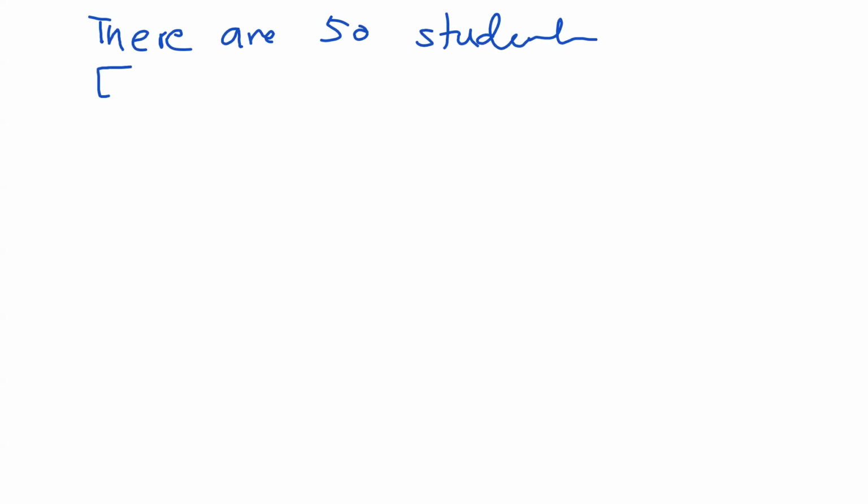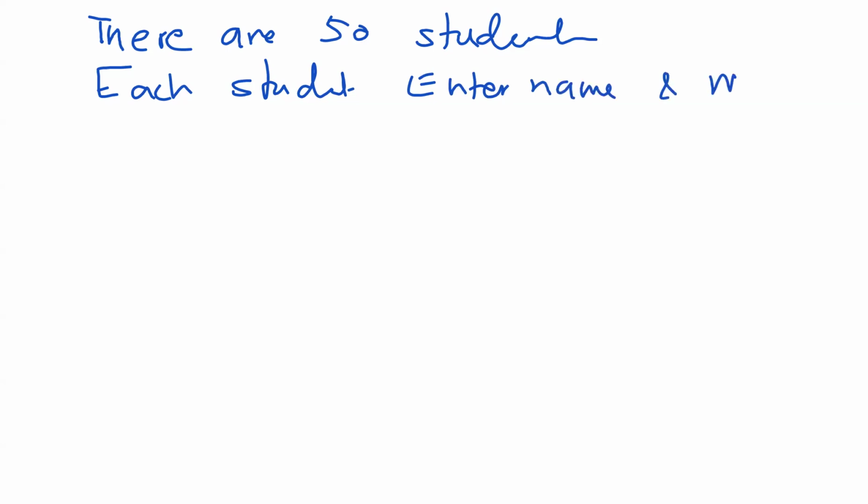Okay, this is your question. All of you look at this carefully, think, and give your pseudocode and flowchart. There are 50 students in a class. For each student, you have to think about two while loops. Each student enters name and average mark. You are not going to find the average; you are going to enter the average mark for each student.